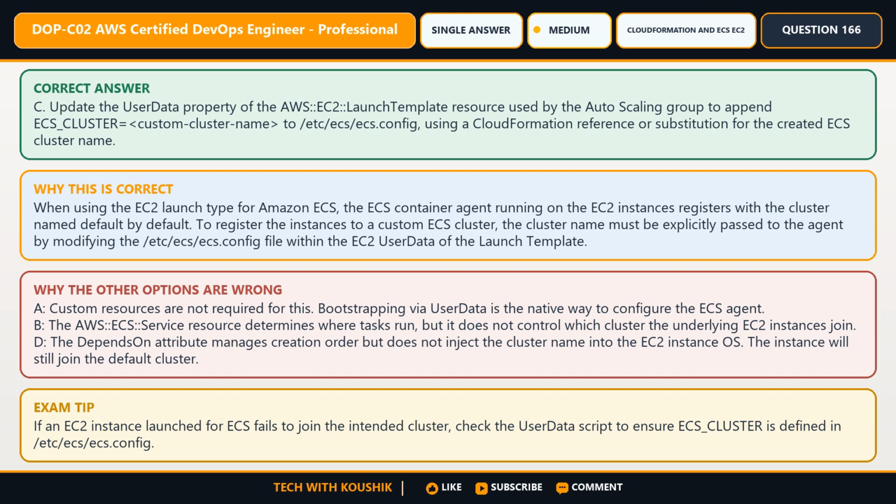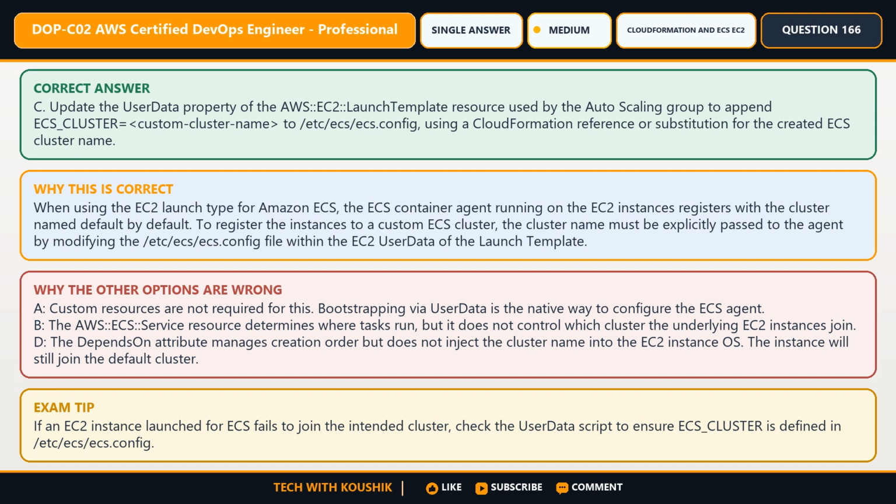A. Custom resources are not required for this. Bootstrapping via user data is the native way to configure the ECS agent. B. The AWS ECS service resource determines where tasks run, but it does not control which cluster the underlying EC2 instances join. D. The DependsOn attribute manages creation order, but does not inject the cluster name into the EC2 instance OS. The instance will still join the default cluster.